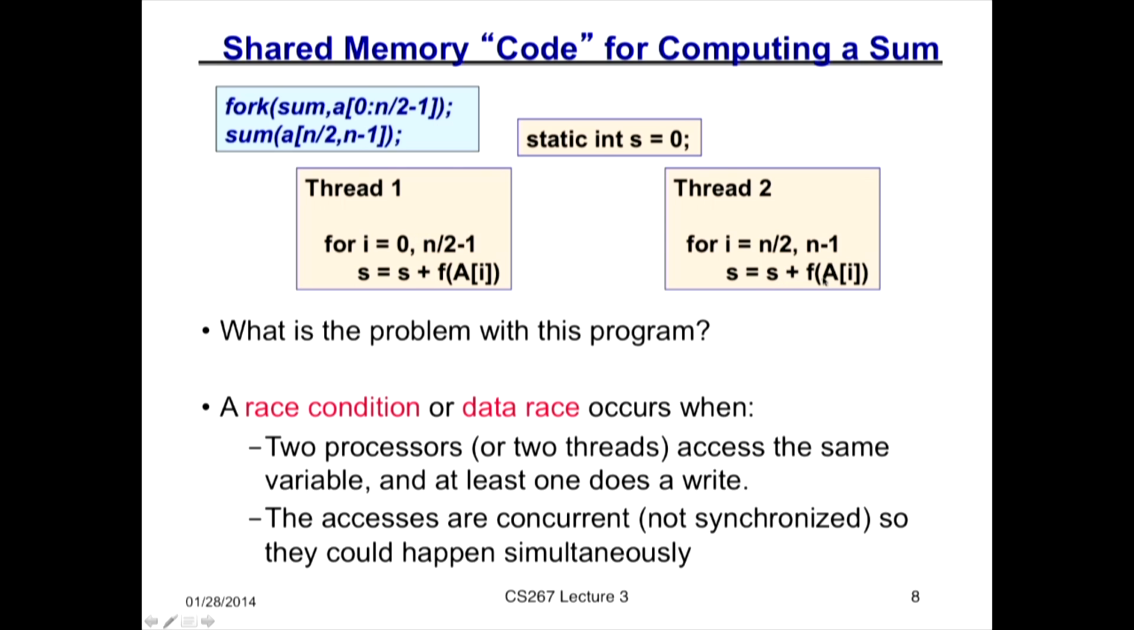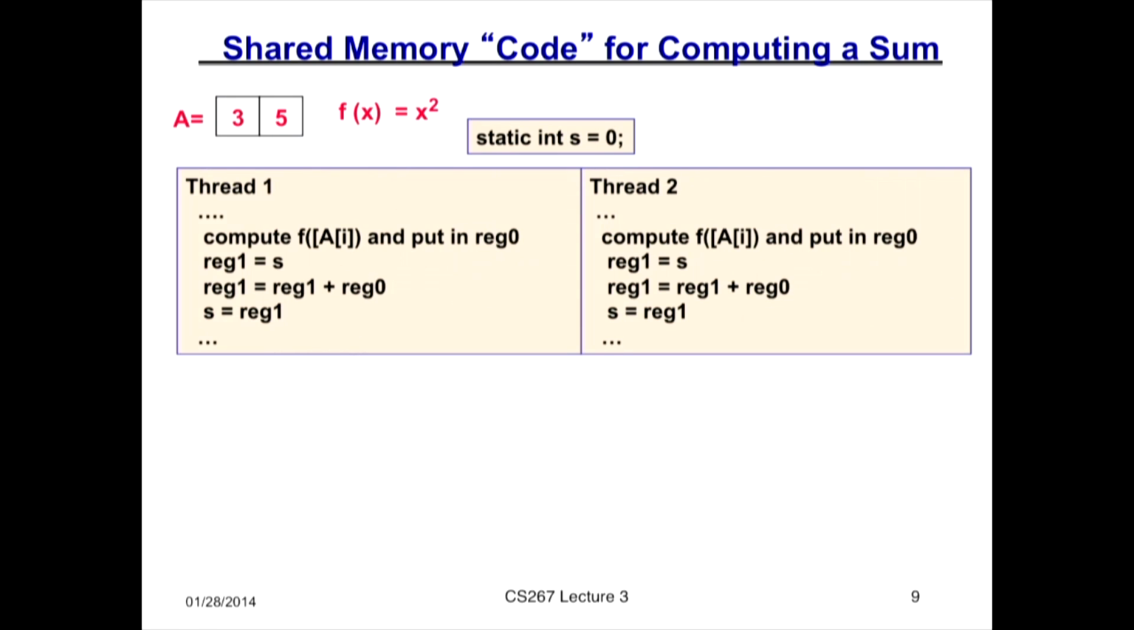So the question is, what are we going to do in order to fix this? Let me just show you what all the possibilities are. There's actually a combinatorial explosion of different answers you could get from this program. So let's suppose I just have 2 numbers that I want to sum. My array is of length 2, and my function f of x is x squared. So what I really want to do is compute 3 squared plus 5 squared. Let's just see what we could possibly get. Now what I've done is I've taken these 2 threads and I've compiled them. I've written them out in assembly language.